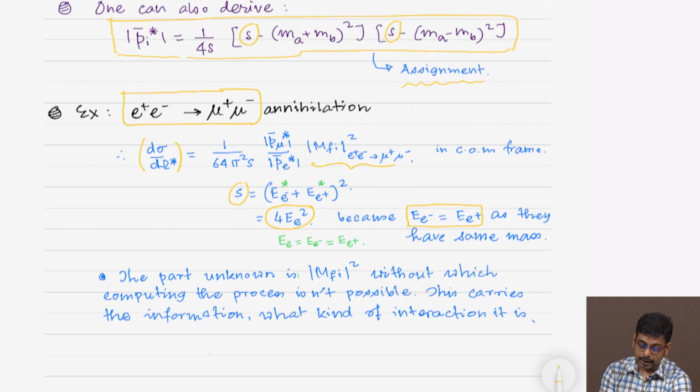So, this is something that we are going to explicitly work out when we find out how to calculate the matrix element square. With this, we end this lecture on how to evaluate the cross sections, and we will proceed with some other topics in the next class. Thank you.